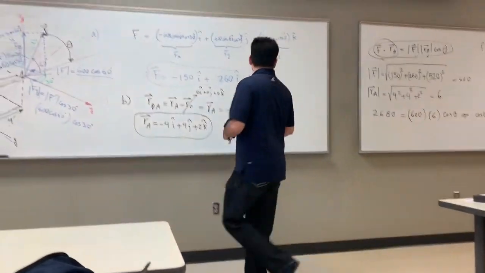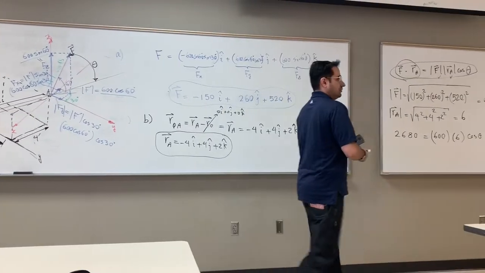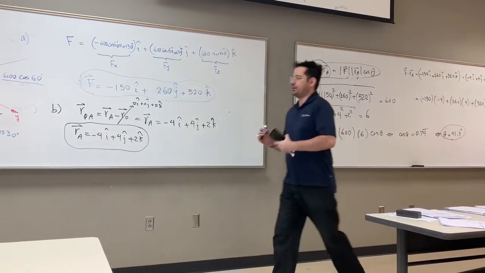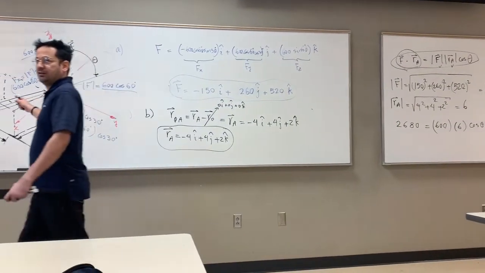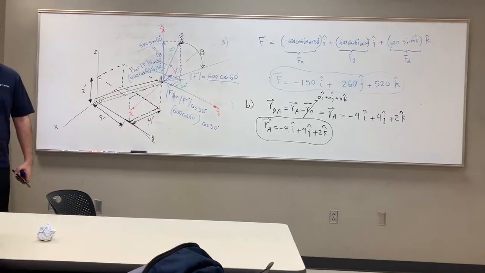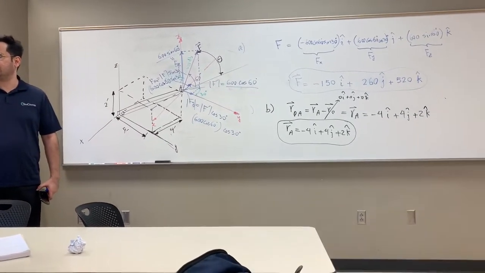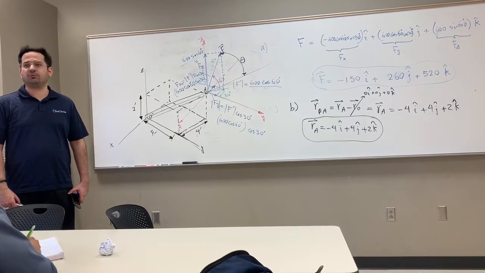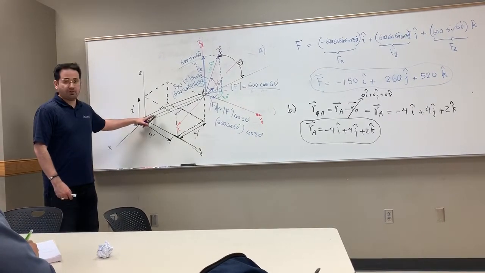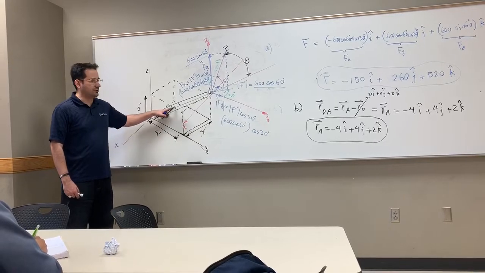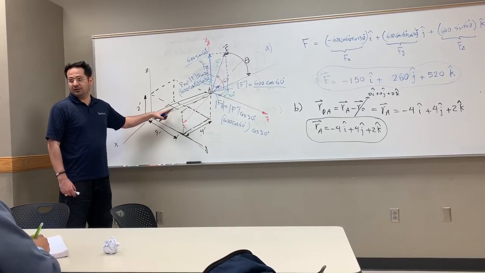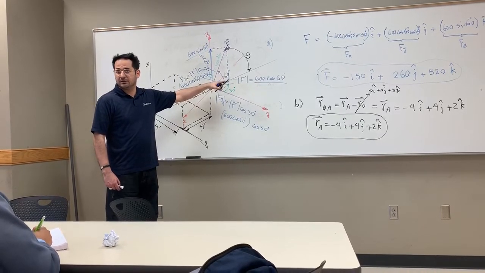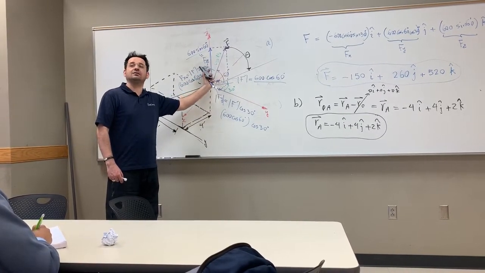Now, in part C, what we need to do is find the parallel and normal components, F normal and F parallel. How do you find the parallel and normal component? The concept of projection. As we discussed before, you need to have a unit vector in this direction. Now the dot product gives you the parallel component. The vector minus the parallel is the normal.